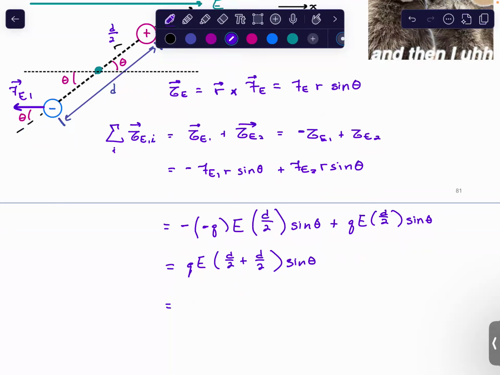So the torque due to a dipole is going to be the charge times the electric field times the distance between the different charges, sine theta.